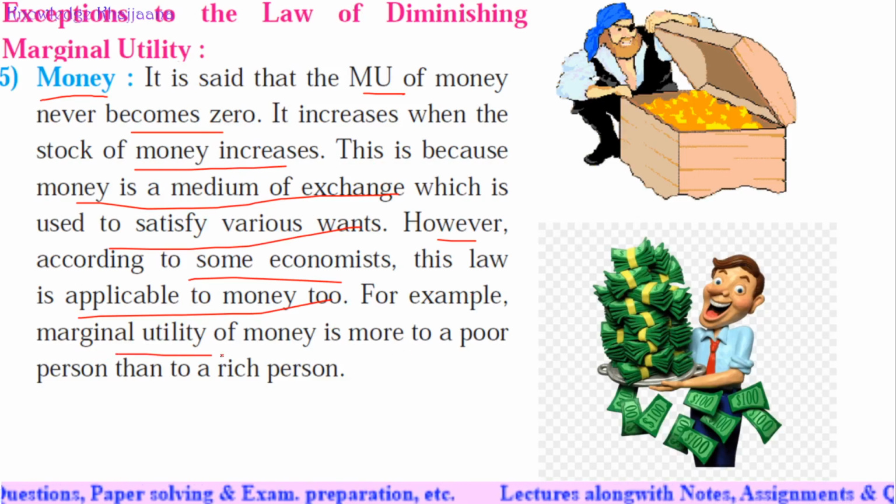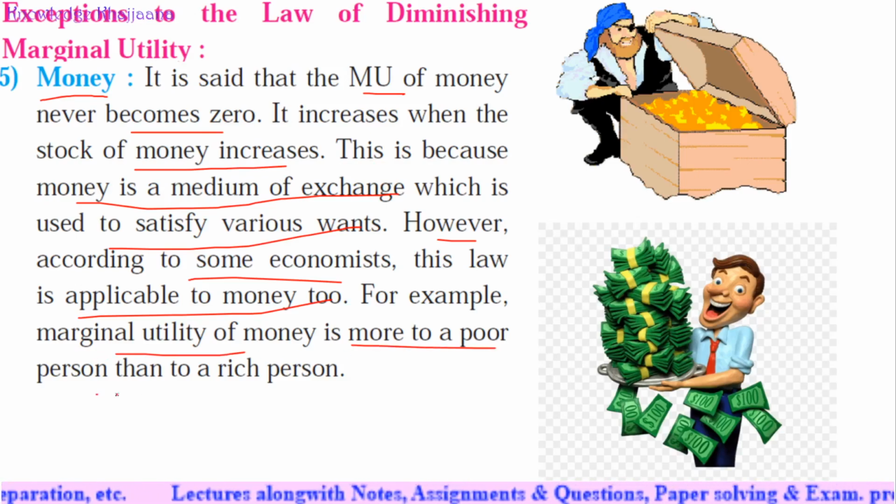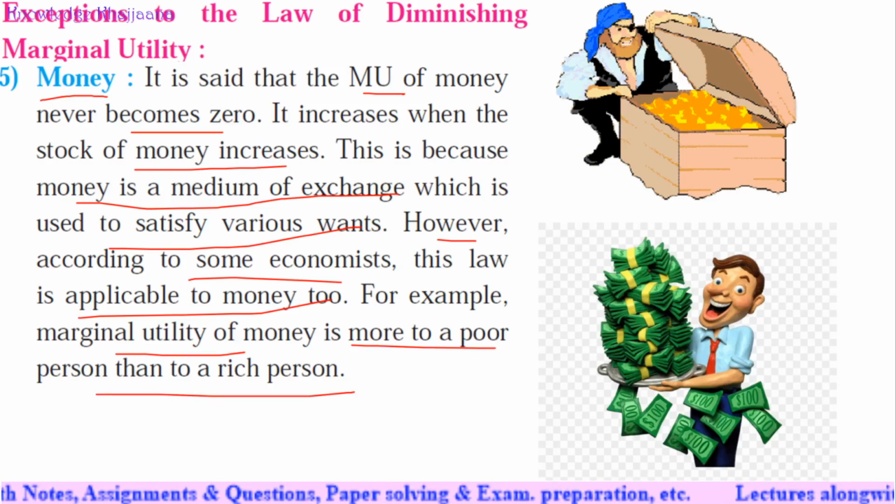For example, the marginal utility of money is more to a poor person than to a rich person. For a poor person, the marginal utility of rupees 1000 may be very high, whereas if it is a salary of 1 hour only for a rich person, then the marginal utility of rupees 1000 is very less for him. So this is a subjective concept. The marginal utility for a poor person may be much different from that of a rich person. So money also violates the law of diminishing marginal utility.